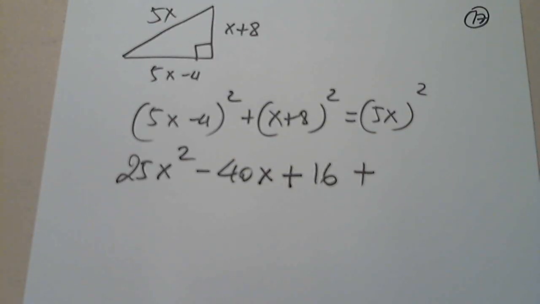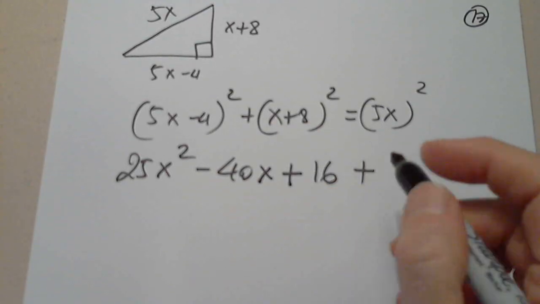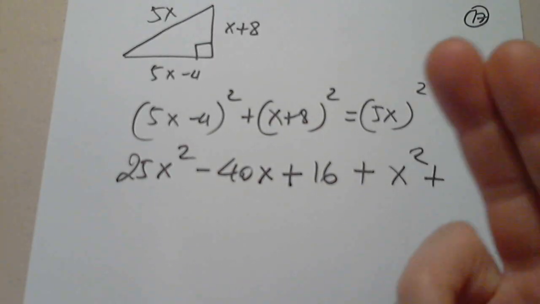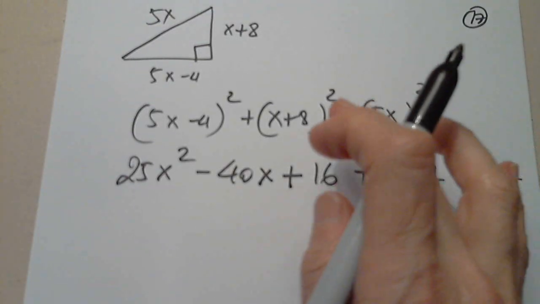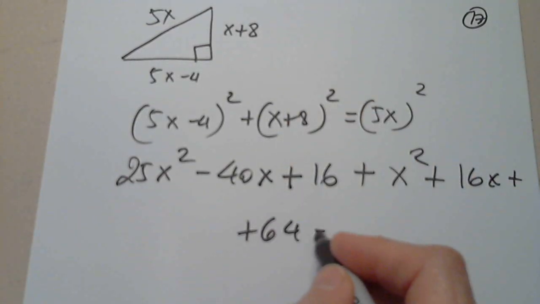Again, I know I always sound like a broken record. When I square x plus 8, how many terms do I get? When we square a binomial, we get a trinomial. And we easily get it: the first term squared plus 2 times the first times the second plus the second term squared.